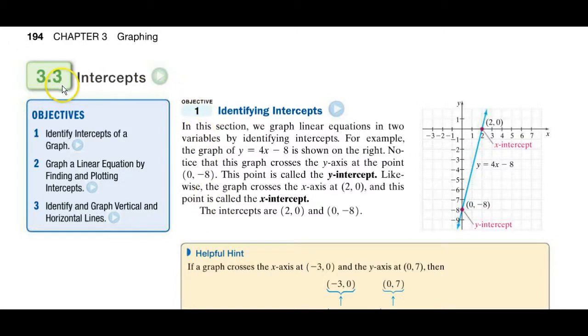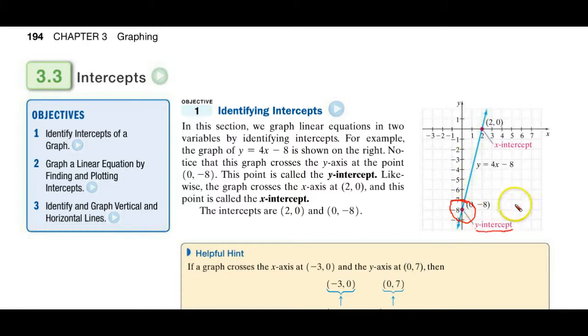Continuing on now to topic 3 of chapter 3, we are going to look at intercepts. Now, in section 2, I kind of went over this with you. And what did we say intercepts were? Well, when you draw a graph of an equation, at the point where it crosses the y-axis, that's called the y-intercept.